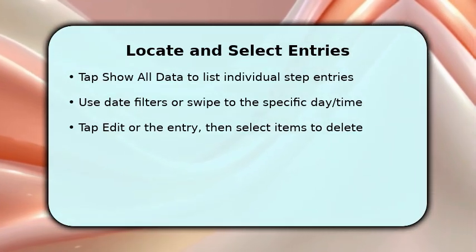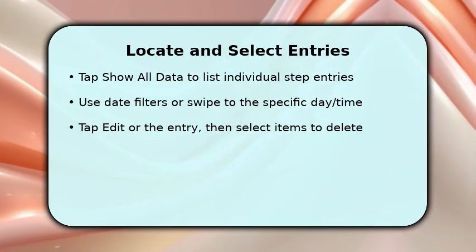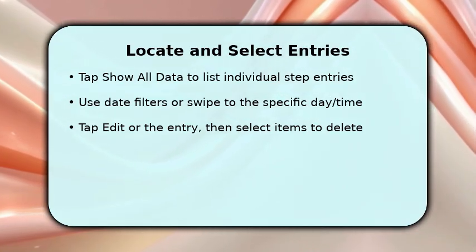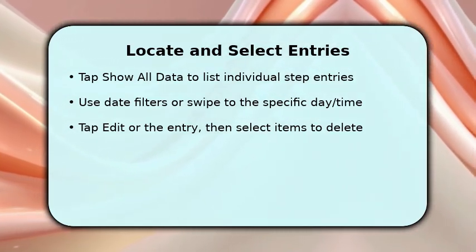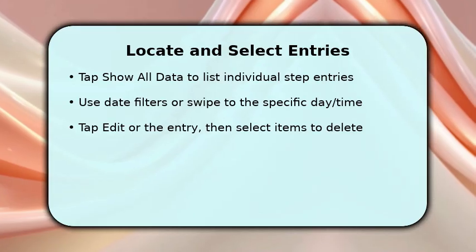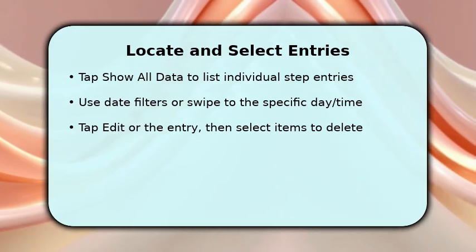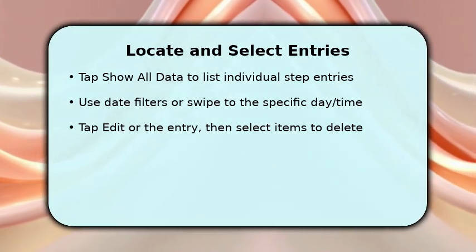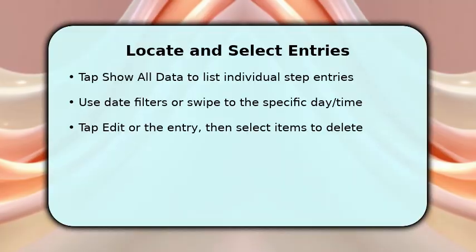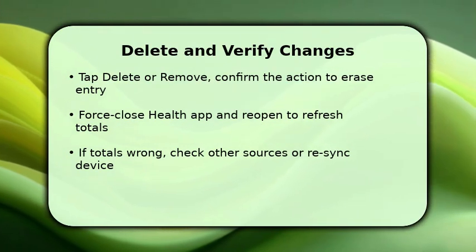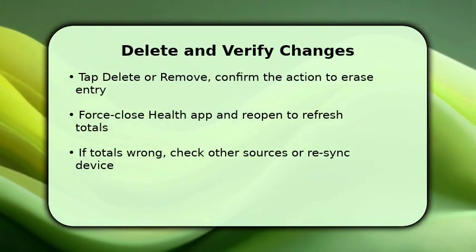Tap Edit in the top right or tap a single entry to view details, then select the specific items, manual entries, device records, or third-party app data you intend to remove. This precision prevents losing unrelated activity data. Finish by tapping Delete or Remove on the selected step entries and confirm when prompted. This permanently erases those records from Health.